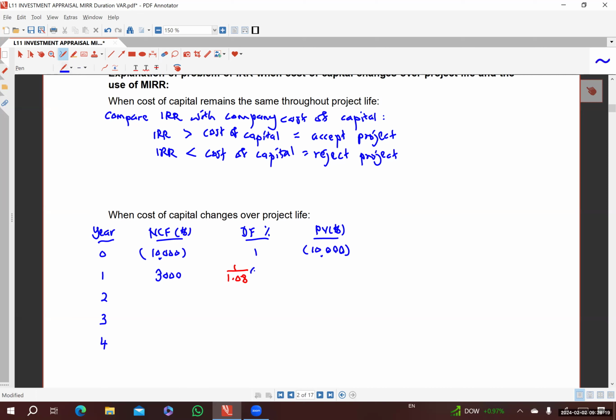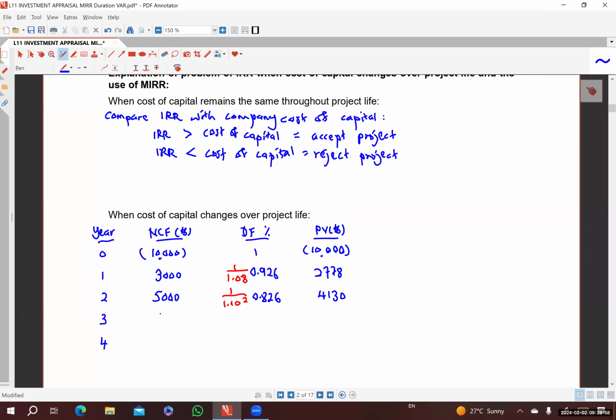That gives 0.926. So 3,000 times 0.926 is 2,778. Let's say in the second year the cash flow is 5,000 and the discount rate is 10%. So 1 divided by 1.1 to the power of 2 because it's the second year. So it's 0.826. 5,000 multiplied by 0.826.